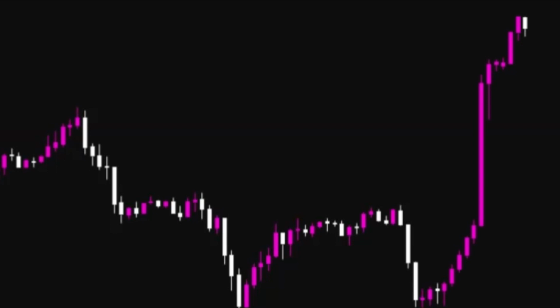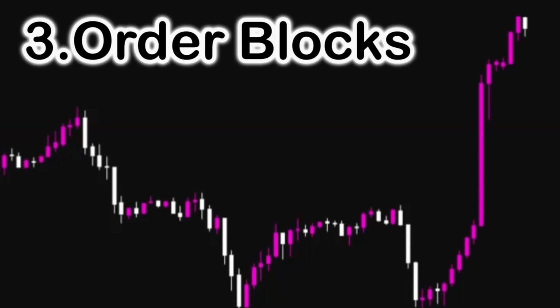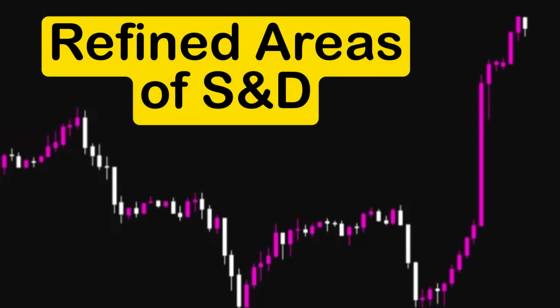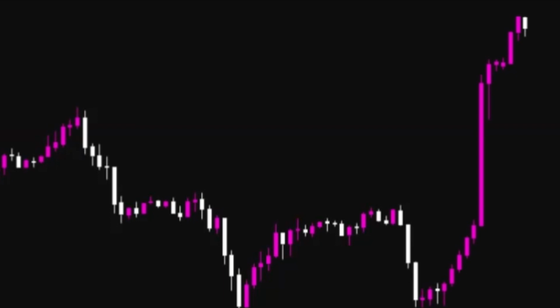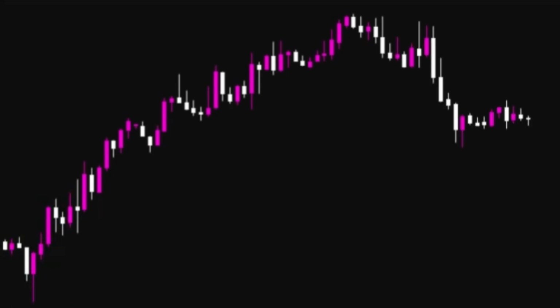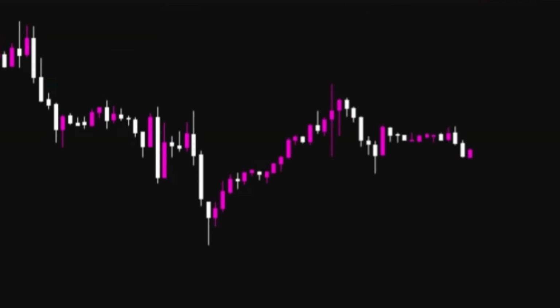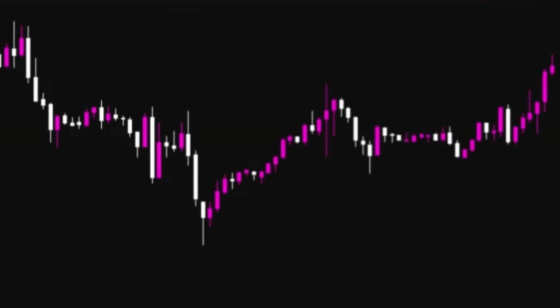The third concept which we would learn in this video is order blocks. The order blocks are refined areas of supply and demand. The smart money places their buy or sell limit orders at this order block zone. The reason behind creating an order block zone is to fulfill their pending orders into the market. Let us see an example of order blocks being created into the market.